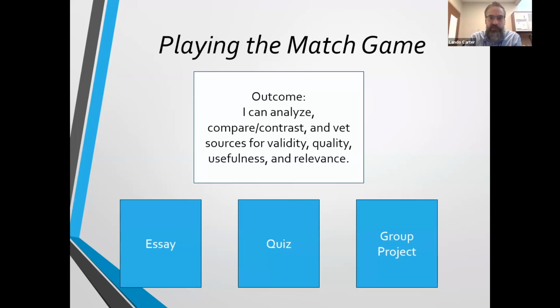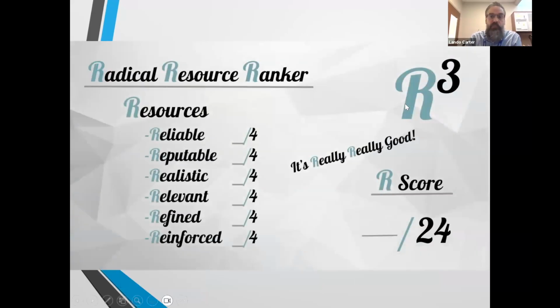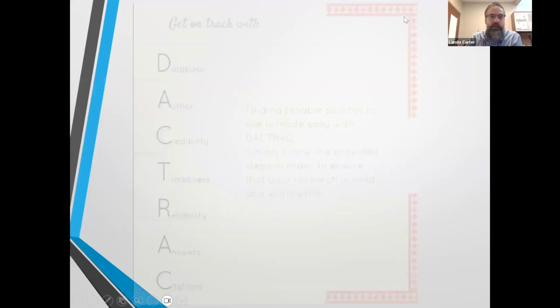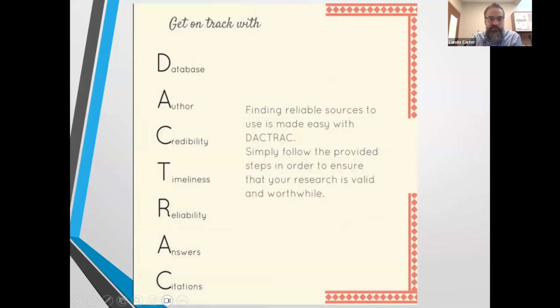Each group met together and worked to create these artifacts. This group created the Radical Resource Ranker. As you can see, they created this all on their own, with me just standing on the side, nudging them along and coaching them. They decided that the higher the score, up to 24, the better. If they encountered a source and ran it through these criteria, they could say it's really, really good. These students really made it fun too in creating their product. That's group one. Group two created what's called the DAC track system. That's all their criteria for what makes a good source, what they think makes it trustworthy, timely, all those things.